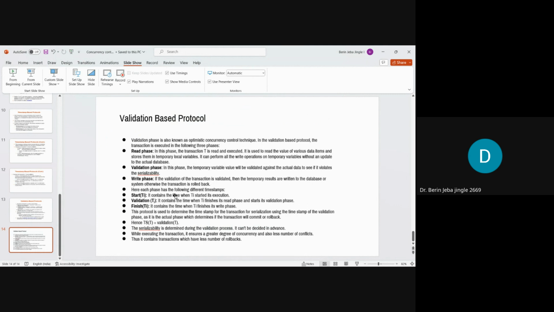Hence, each phase has different timestamps: start TA, validate TA, finish TA. Start TA contains the time when TA starts its execution. Everything is validated based on the time here.